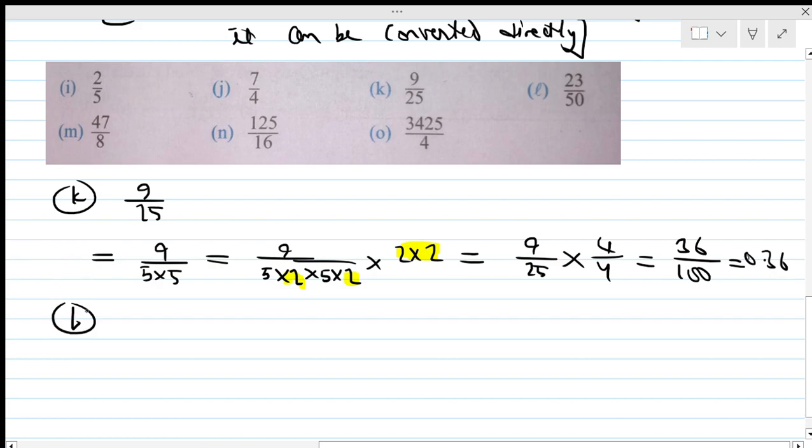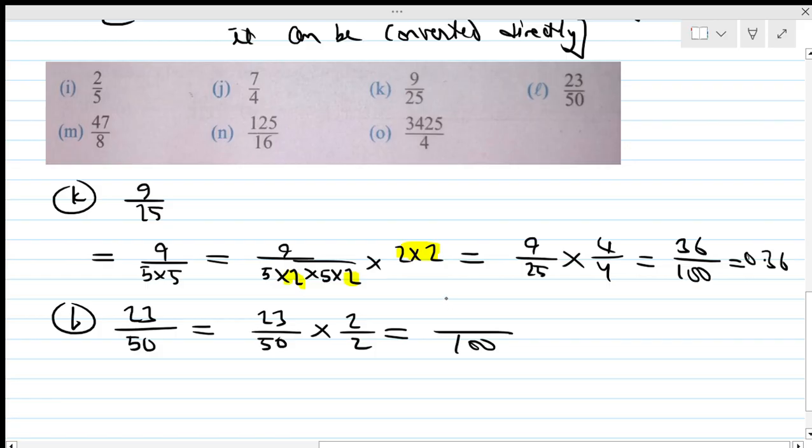And I go with L number. So 23 divided by 50 is there. So let's do it directly, because 50 into 2, we already know it is 100. So let's multiply without breaking 50. So into 2 we multiply. So 50 times 2 is 100 you get below, and above you get 46. So 46 by 100, so it's 0.46.